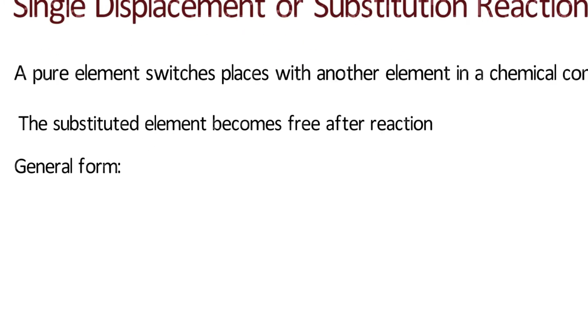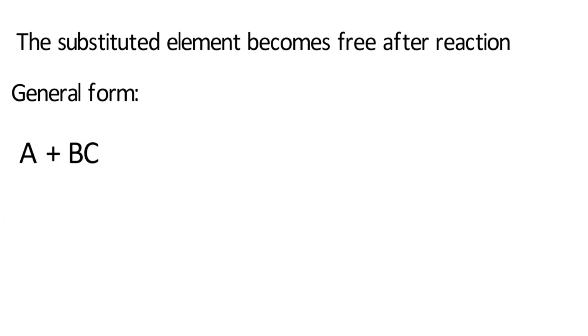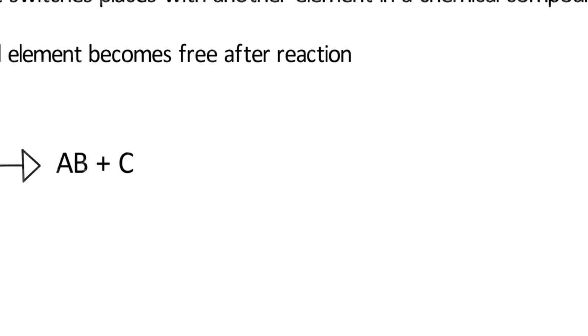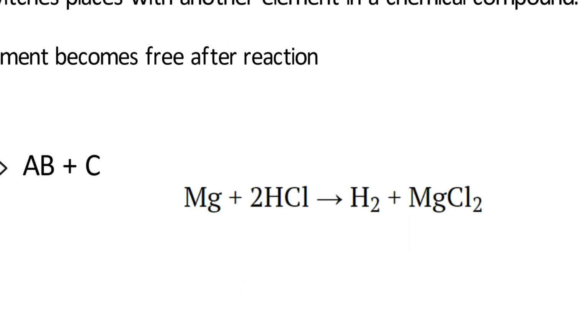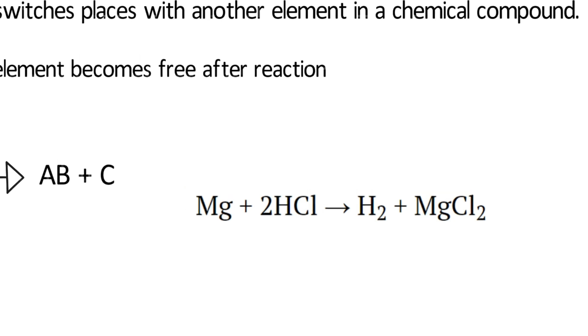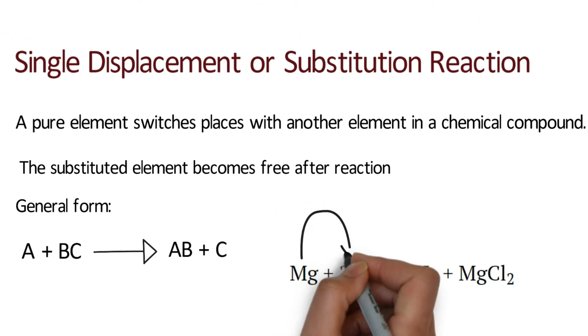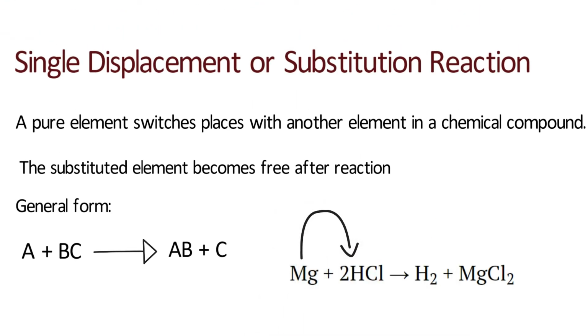The general form of this reaction is A plus BC will produce AB and C, where C is being substituted and free after reaction. For example, if you put magnesium into hydrochloric acid, the magnesium will replace hydrogen from hydrochloric acid and produce magnesium chloride. Remember, in a single displacement reaction, only one element is replaced.